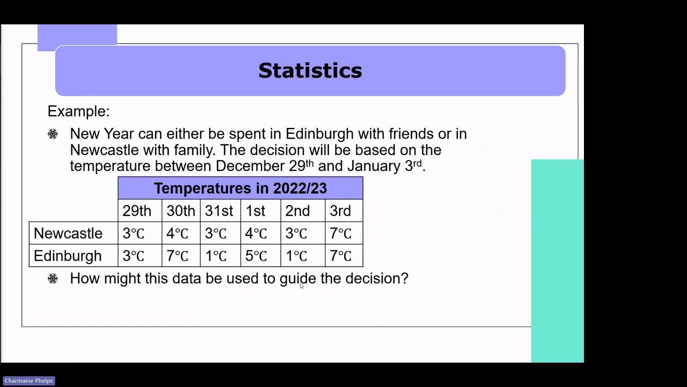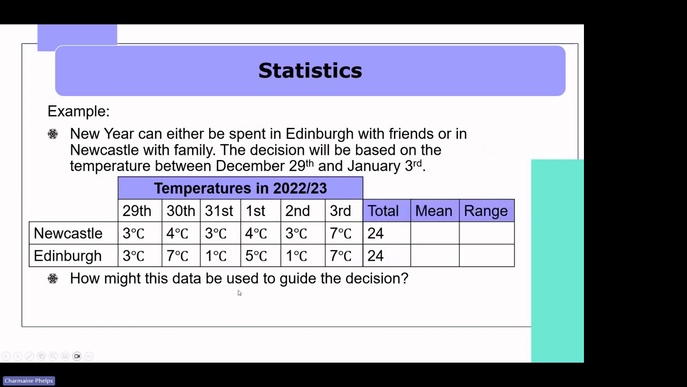For this one, I'm going to use the mean. So, hey diddle diddle, the median's the middle. You add and divide for the mean. So I need to find the mean. I need to add up all of the totals. So 3 plus 4 plus 3 plus 4 plus 3 plus 7 is 24.